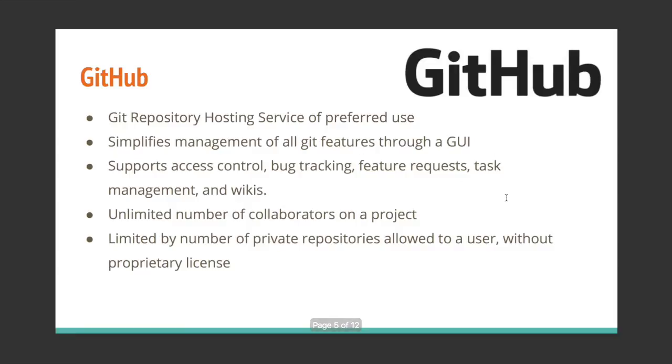Alright, GitHub. So GitHub is a repository hosting service of preferred use. It simplifies the management of all Git features through a graphical user interface, supports access control, bug tracking, feature requests, test management, and wikis. There are an unlimited number of collaborators on projects. Some of these projects online are massive with thousands of collaborators, maybe each of them just writing 5 lines of code, but once you have 1,000 people writing 5 lines of code, that is 5,000 lines of code.